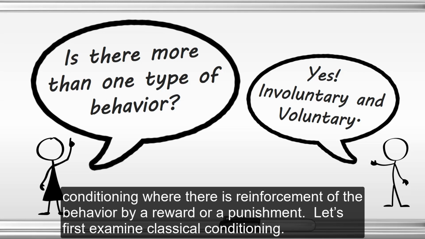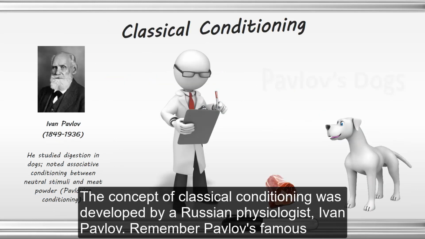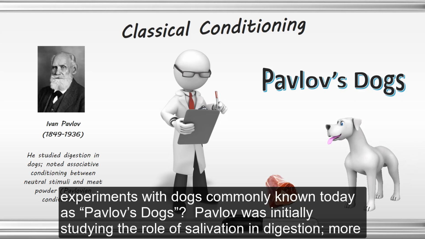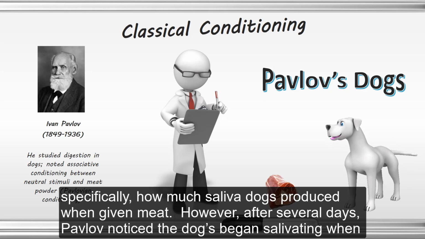Let's first examine classical conditioning. The concept of classical conditioning was developed by Russian physiologist Ivan Pavlov. Remember Pavlov's famous experiments with dogs commonly known today as Pavlov's dogs? Pavlov was initially studying the role of salivation in digestion, more specifically how much saliva dogs produce when given meat.